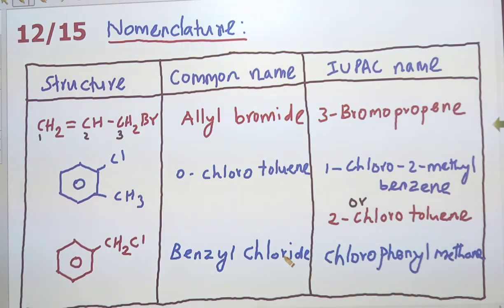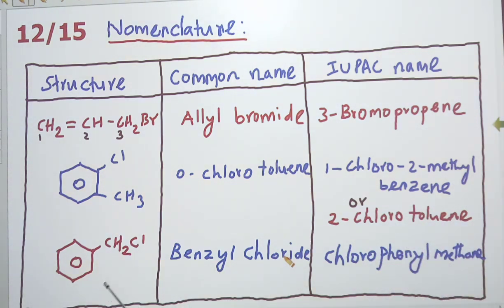When we go for the other structure, in haloarene, the carbon where the chlorine atom is placed will be number 1. So this will be the second carbon. So the common name will be ortho-chlorotoluene. When we go for the IUPAC name, 1-chloro-2-methylbenzene. We can also give another name, 2-chlorotoluene.